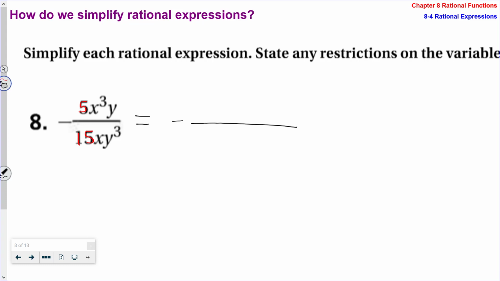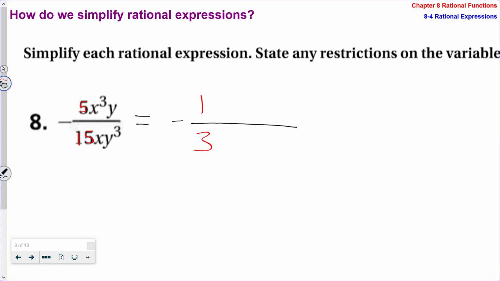What is 5 over 15 simplified? If you don't know it, just put 5 over 15 in your calculator. The calculator is going to simplify it for you. But you should be able to simplify 5 over 15, Joshua. 1 over 3. So we simplify 5 over 15 as 1 over 3. Any questions about the coefficients?